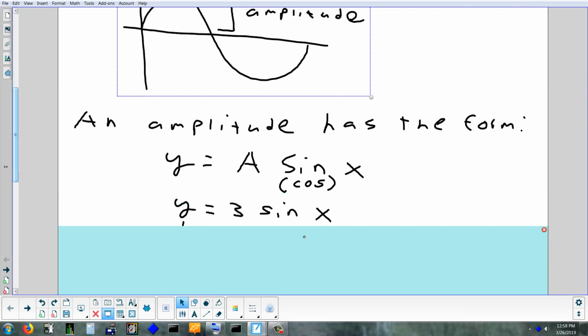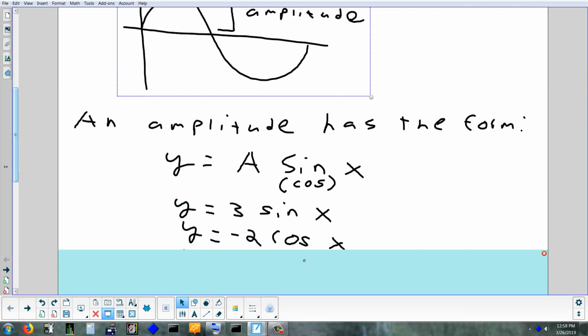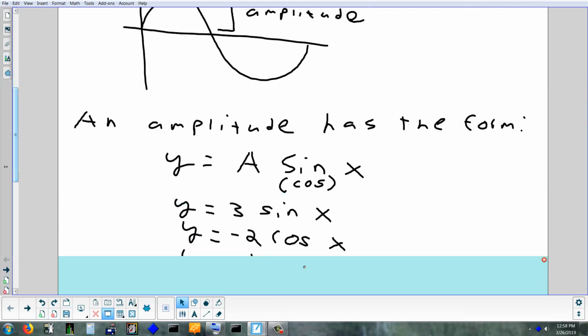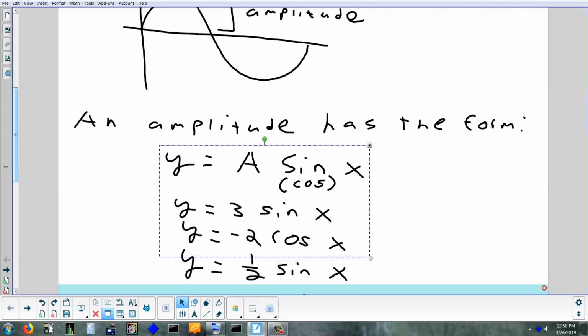3 sine x. Negative 2 cosine x. Now, in the second one, there's actually two things happening. The 2 is going to do something, and then the negative does something else. And there's another example, 1/2 sine x. So anytime you multiply by a number, and it's in front of the trig function, that's an amplitude change.